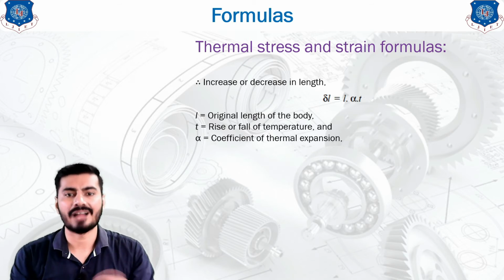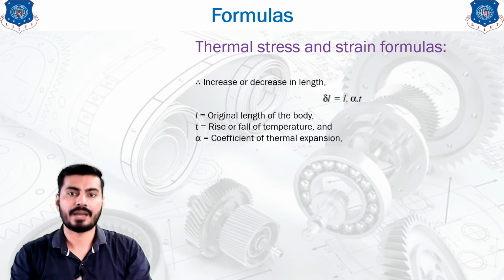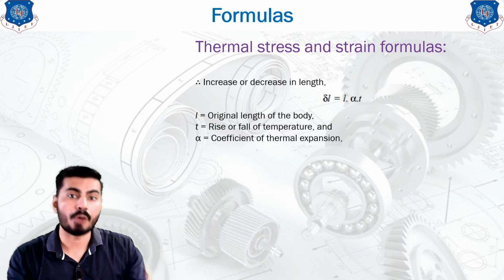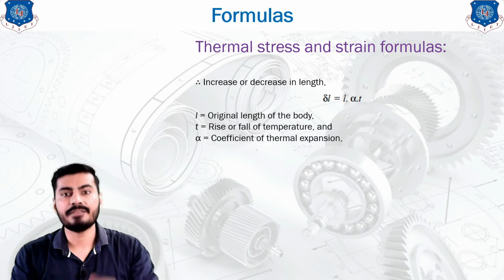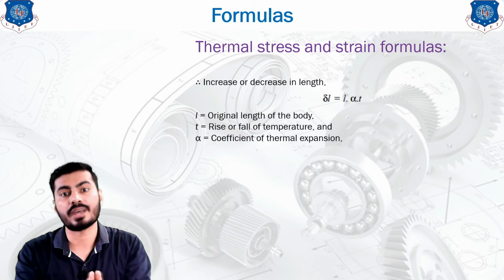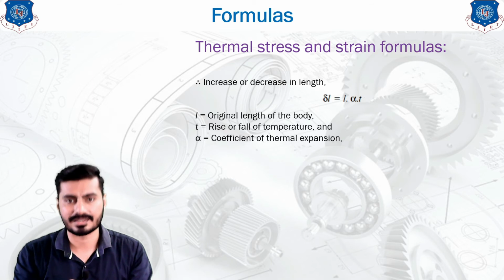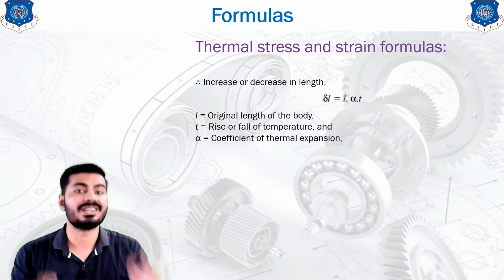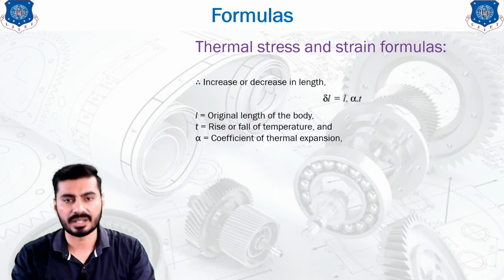Next term is our alpha. What is alpha? Alpha is nothing but the coefficient of thermal expansion. Now this depends on the material of the member. There may be different coefficients available for different materials, and that will decide how much expansion or contraction will occur in that particular material. If alpha is more, the material will tend to expand more, and if alpha is less, the material will tend to expand a little less. This alpha is a constant and it is dependent on the material only, so alpha should be taken from the material properties.